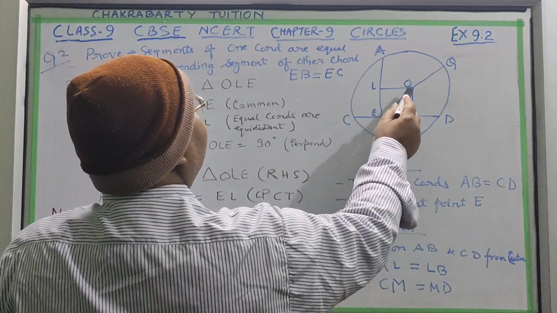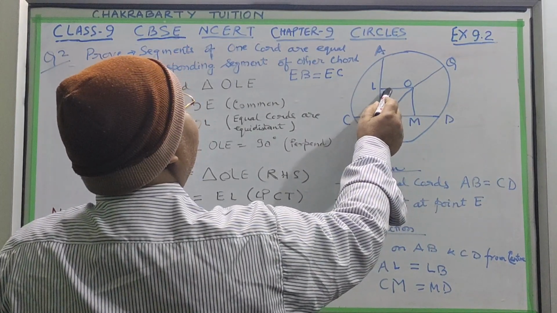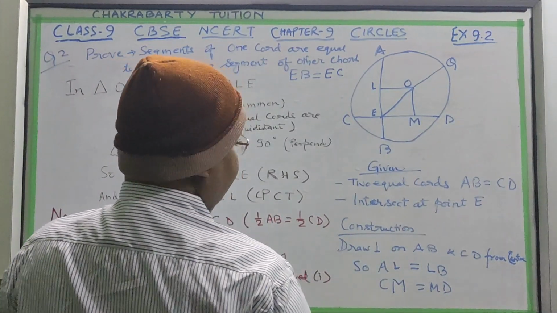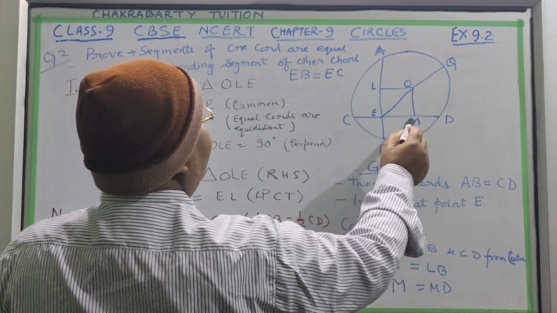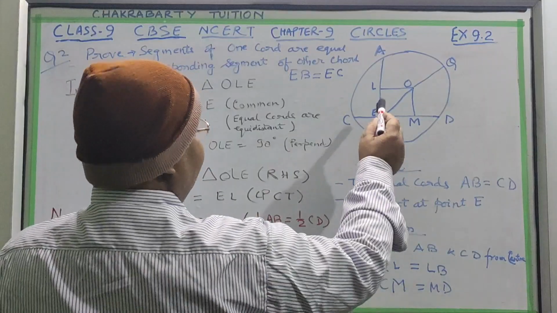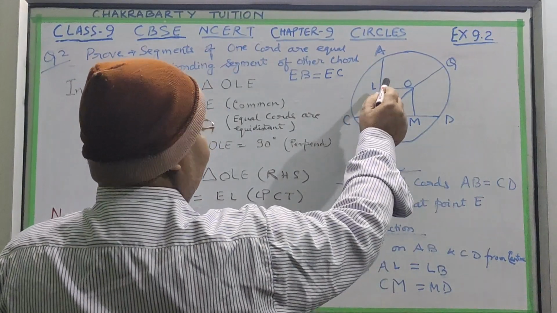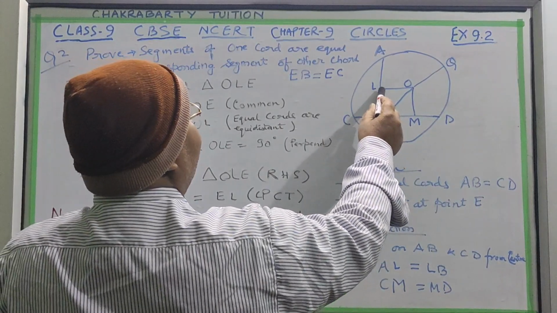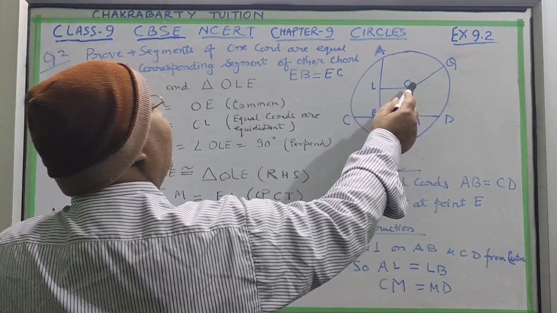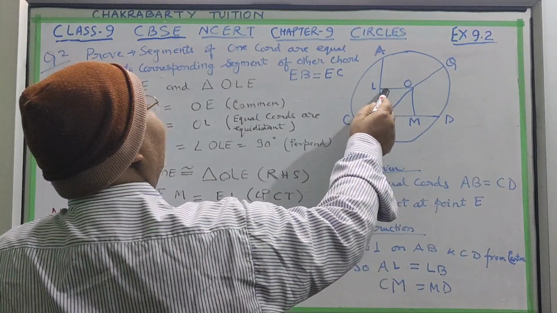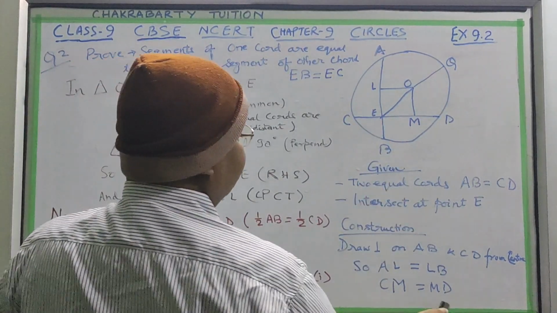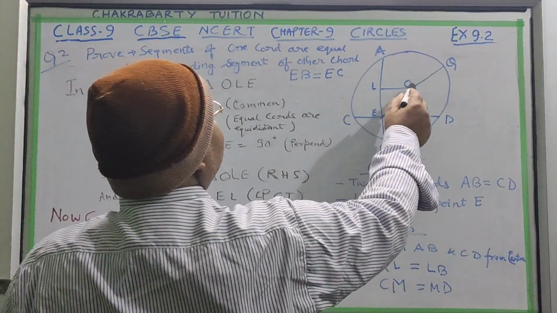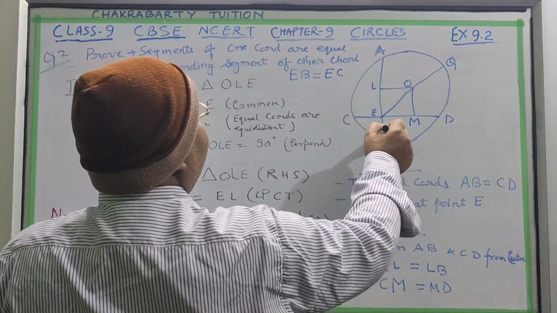So what will the perpendicular do? It will make a 90-degree angle here and a 90-degree angle here. Both will come here, and these chords are equal. So AL is equal to LB, because any perpendicular from the center to the chord bisects the chord. We have used this theorem earlier also. It means this line is bisecting the chord AB.